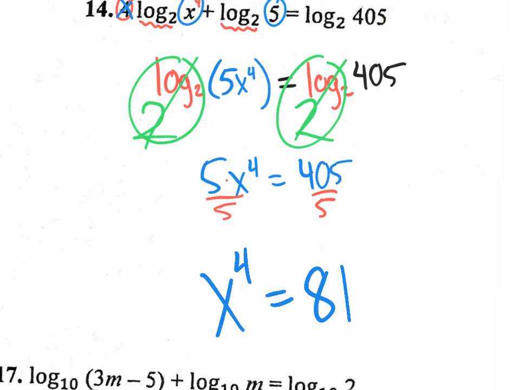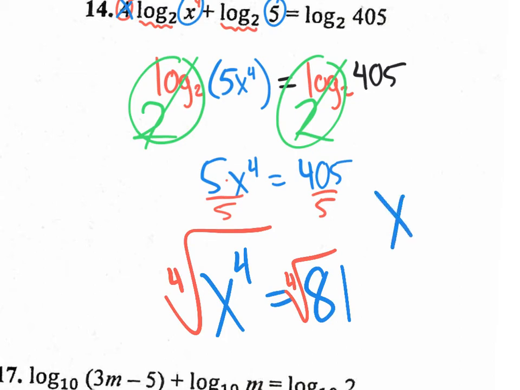And now we need to get rid of that 4th power, so I'm going to apply a 4th root. So x will equal what times itself 4 times will give you 81. That is 3, right? Now it is a 4th root, and kind of like on a square root, you have to put a plus or minus in front of your answer when you apply a 4th root, a 6th root, or even a square root. Any even root, you have to put a plus or minus.